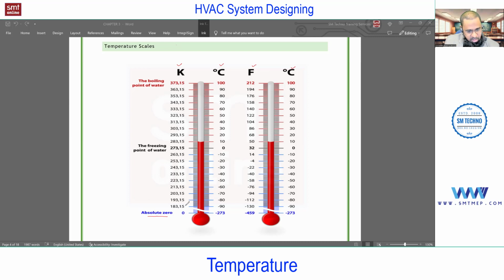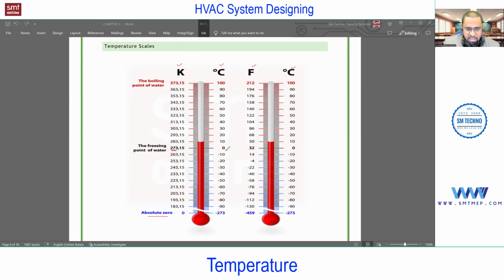That condition we can call absolute zero. And just now we discussed that temperature is the intensity of heat, nothing but the movement of molecules. If the movement of molecules is zero, or theoretically say zero, that we can call absolute zero, which we are considering in Kelvin. And remember this value, 273.